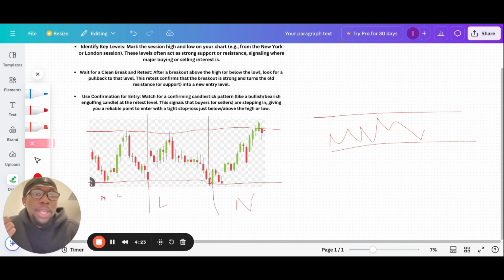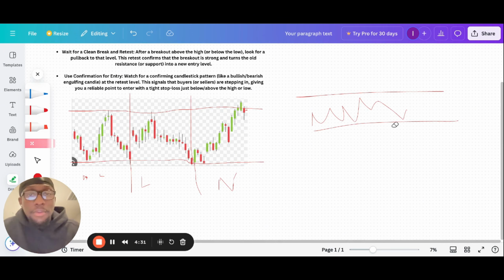Some people use confirmation as a bullish or bearish engulfing candle. I'm more of a 2-candle confirmation type of guy. Similar to if you were watching the uptrend, right here we have a clear bounce off of this level of liquidity. I'll wait for 1 candle, 2 candle, which lets me know that we're pretty much going to the upside now, and I'll probably enter right here and go long.